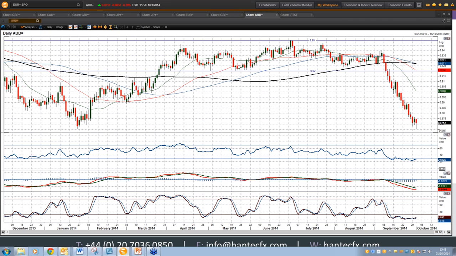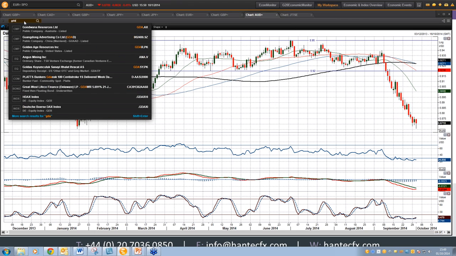Okay, so I'll look at a couple of indices because I know a lot of you have had some questions about them. So I'm going to go GDAX.